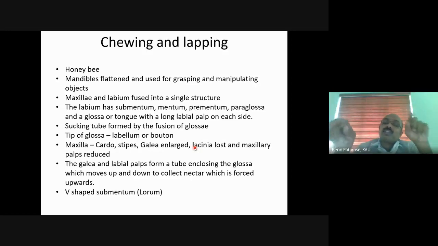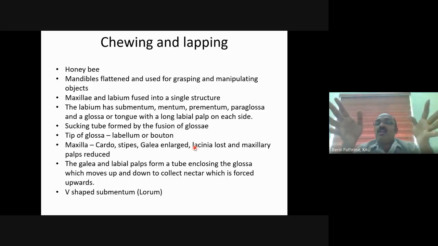Labial palpi are also present, which are also elongated structures. So the labium has all the parts: submentum, mentum, prementum. Then we have paraglossae and an elongated tongue-like glossae, and we have long labial palpi on both sides. The honeybee sucks nectar from the flowers by the fusion of this elongated glossa, that means the sucking tube, which is the modified glossa. And at the tip of the glossa, we have a lobe-like structure called labellum or bouton.